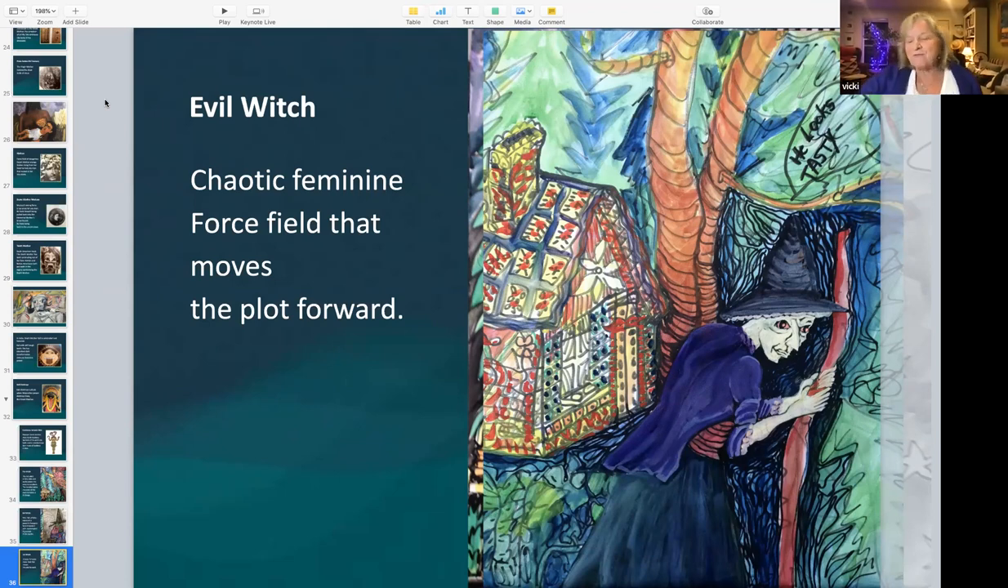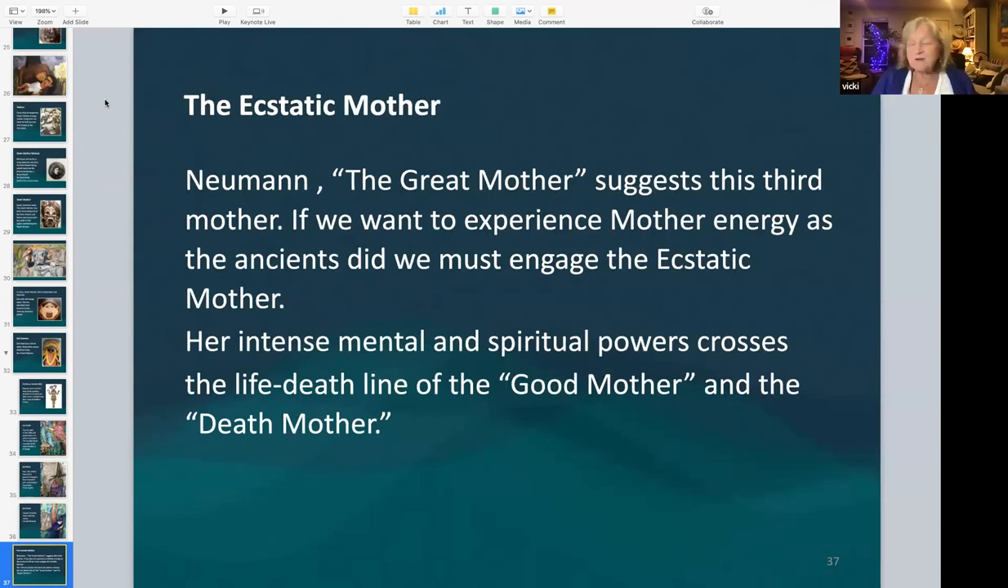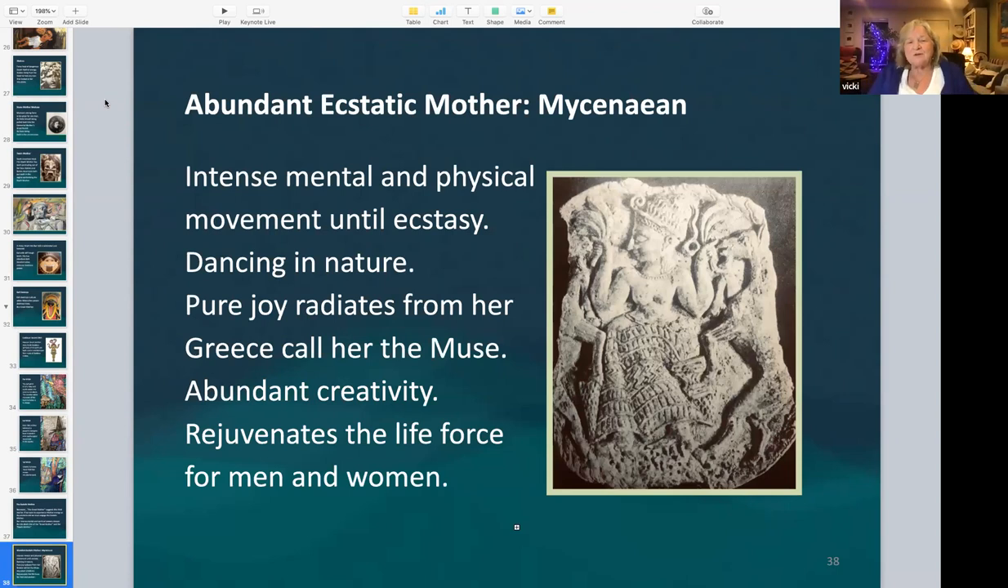Now we get to the fun one, the fun mother. Let's go there. Neumann, is it Neumann? Yeah. The Great Mother, in his book, The Great Mother, suggests that this third mother is so important. And if we want to experience mother energy, as the ancients did, we must engage the ecstatic mother. Her intense mental and spiritual powers cross the life death line of the good mother and the death mother. So the abundant mother is the ecstatic mother.